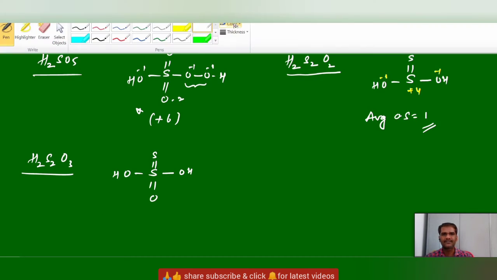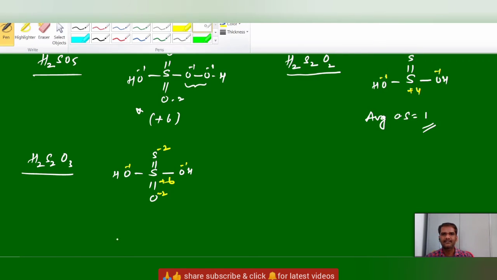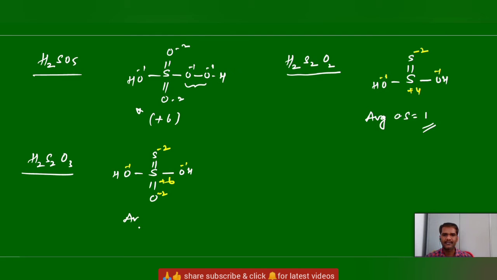Again we have two sulfurs here, having different oxidation states. This sulfur is -2, and you have this oxygen -2, and this is -1. Overall OH -1, OH -1, this is -2. So this central sulfur will get +6 oxidation state. Now overall average oxidation state, how much will we get? +6 -2, overall 4 by 2 means 2 is the average oxidation state of H2S2O3.